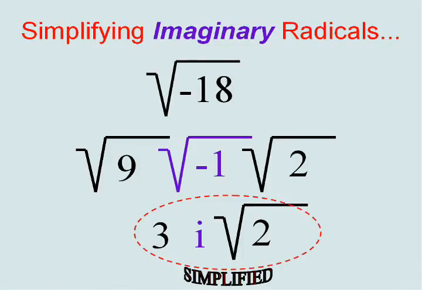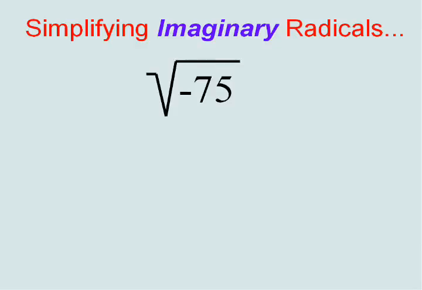Pretty much the same thing, except that you take out the negative 1, or the square root of negative 1, and you get i.